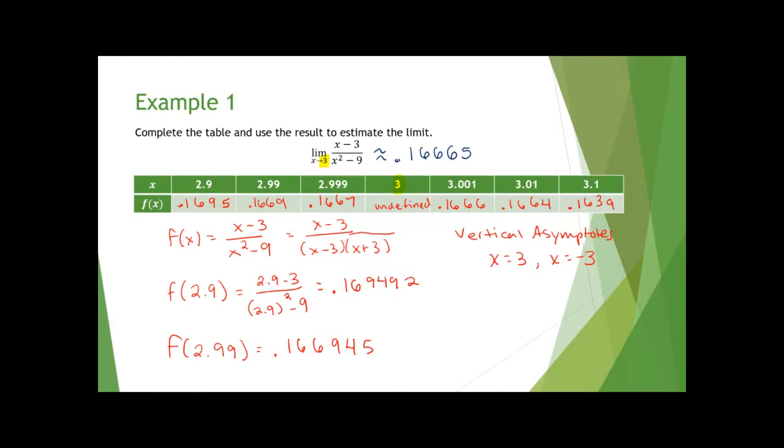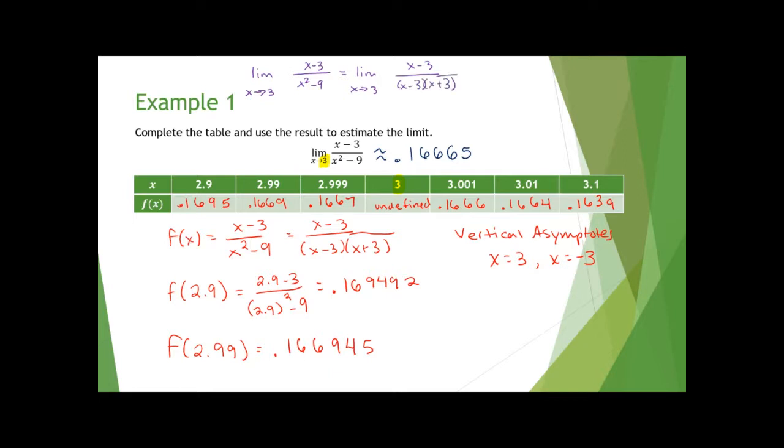Now we can actually find out the exact value here. I mentioned that we're not really going to do any analytic limits, but I'm going to just show you how we can figure out what that is. I'm going to do that in purple. So we have our limit as x goes to 3 of (x - 3)/(x^2 - 9). And we could factor the denominator, so that's (x - 3)/((x - 3)(x + 3)).